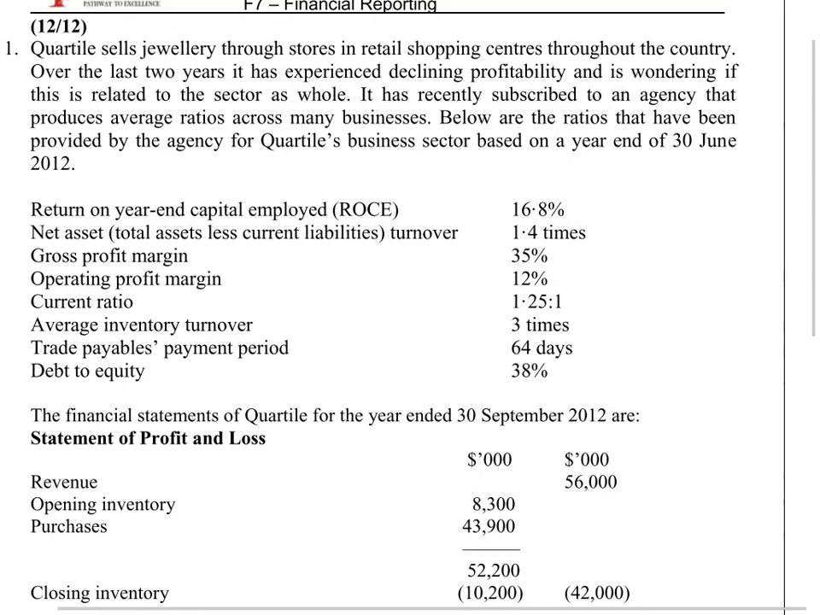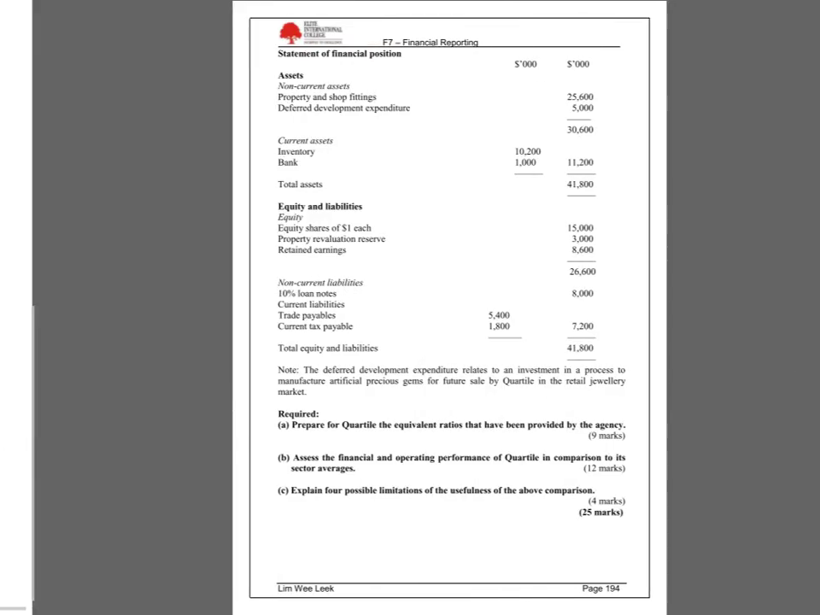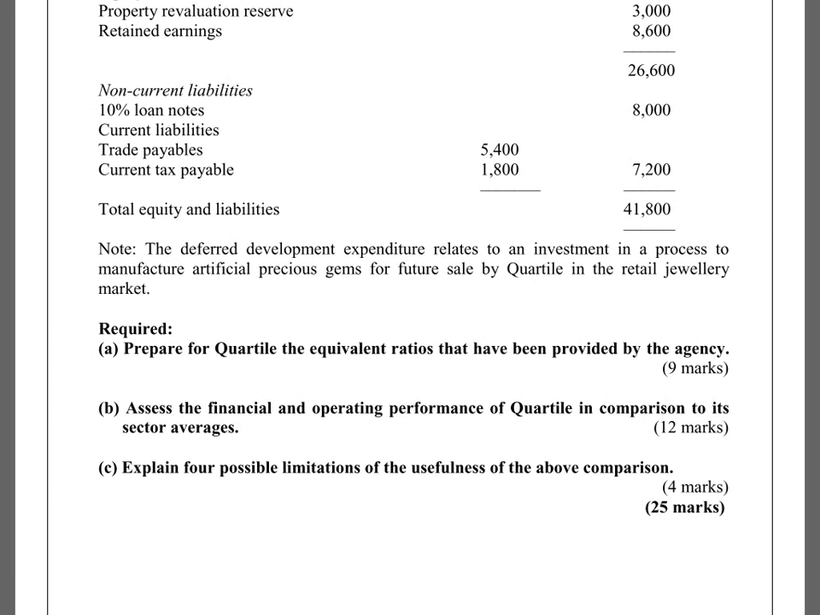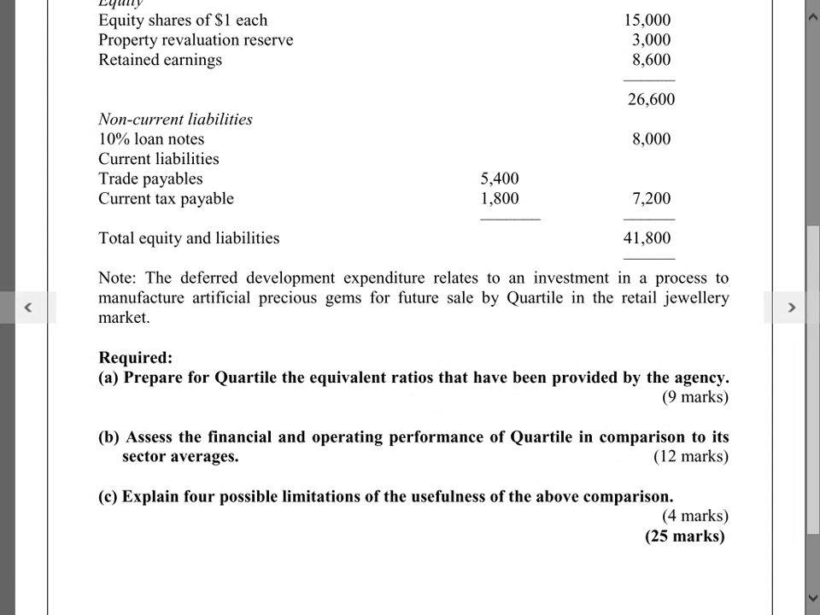So Quartile sales are required first. Prepare the equivalent ratios to the ones that have been provided by the agency. Assess the financial and operating performance. Financial and operating means we look at the profitability ratios, okay, we look at the profitability ratios. We look at the gearing ratio. Financial and operating performance in comparison to its sector average. Explain 4 limitations of the usefulness of the above comparison. So 25 marks.